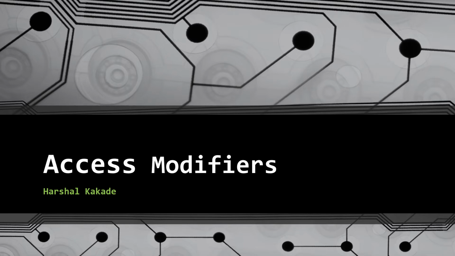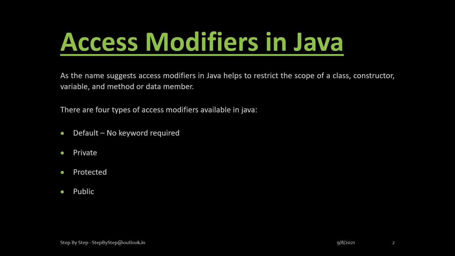Hello friends, today we are going to discuss access modifiers in Java. As the name suggests, access modifiers in Java basically help to restrict the scope of a class, constructor, variable, method, or any data member.